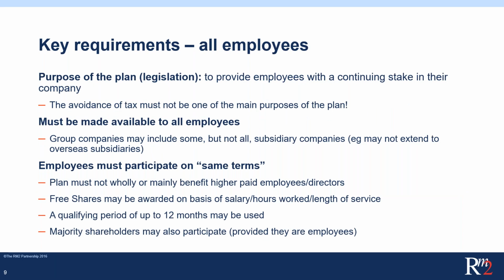Another of the key requirements is that a SIPP must be offered to all employees in the company. The main purpose of the plan, as I mentioned earlier, is set out in the legislation. It must be set up to provide employees with a continuing stake in their company. And note that the main purpose for setting up the share incentive plan must not be the avoidance of tax. So all employees have to be included, although you can include some but not all subsidiary companies. For example, if there's a group and you've got overseas subsidiaries, you needn't extend the SIPP to those overseas subsidiary companies. There'll be little point in doing that because the tax advantages may not work overseas.